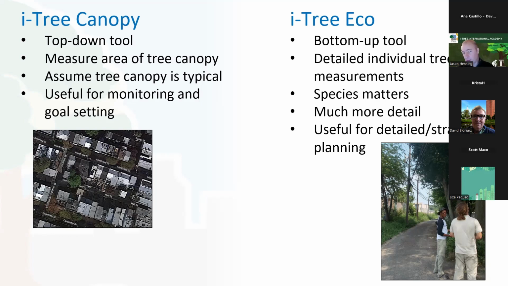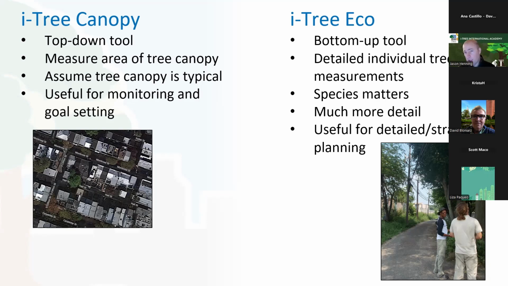But iTree Canopy can be a great starting point. So you can get an estimate of that tree canopy cover, and you can start to talk to people in your community about what's important related to those trees. And that can lead to an iTree Eco project where you really dig into the details and start to formulate a plan about how to be strategic about adding new trees to your community. So these things aren't mutually exclusive.